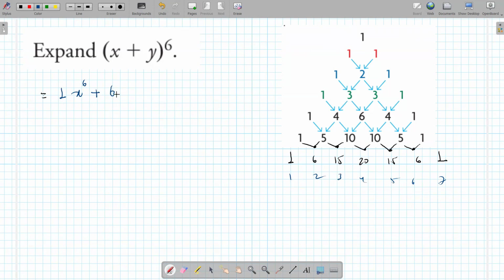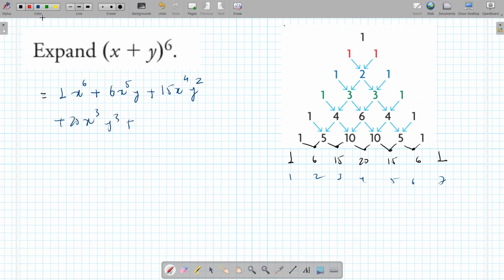What's going to be the power of x? 5. And now y comes in, y to the 1. Now the next term would be 15x what? 4. What's the power of y? Y squared. And then you keep going. It's easy as that. X cubed, y cubed.